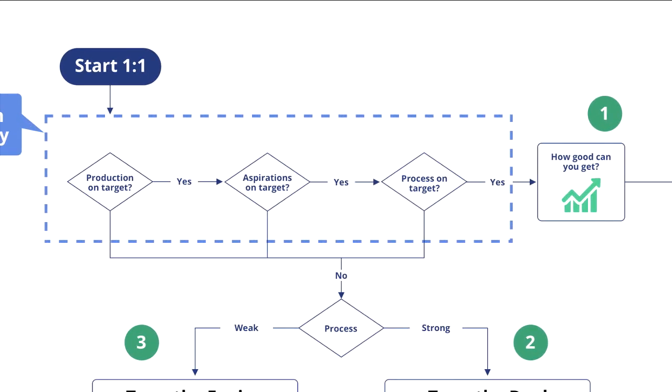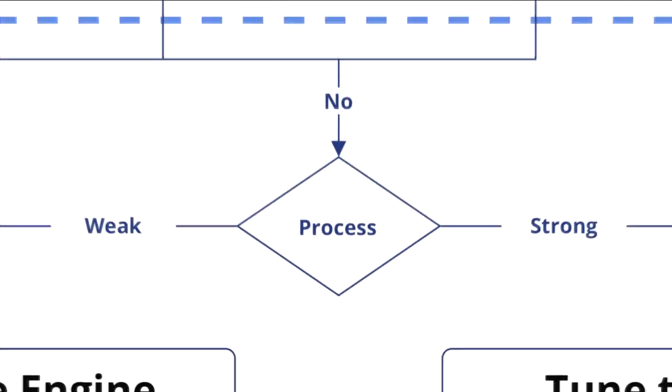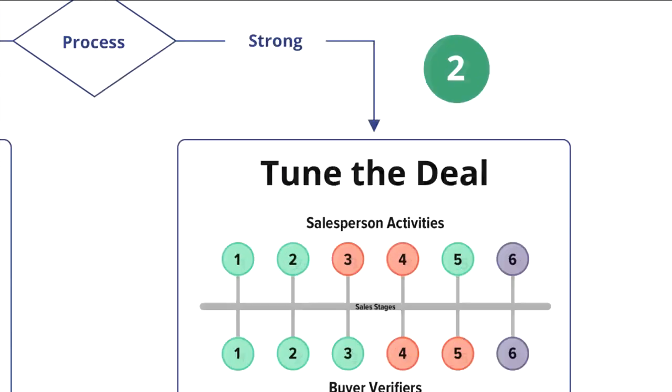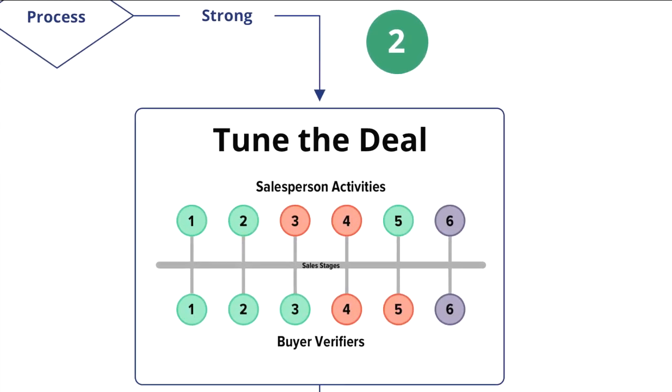Now, if the answer to any of those questions is no, my production is not on target, my aspirations are not on target, or my process is not exactly where it should be today to accomplish my quota, then you will take a deep dive into process inside of Xvoyant. And you will look at this person's process and say, is your process strong or is your process weak today? Now, if process is strong, you will set coaching goals around tuning the deal. These coaching goals will be driven by the opportunities. You will be able to see the entire pipeline inside of Xvoyant and set coaching goals around opportunities.